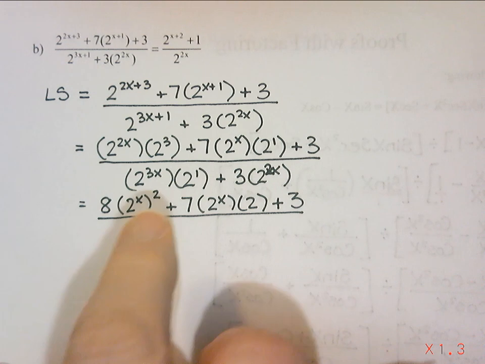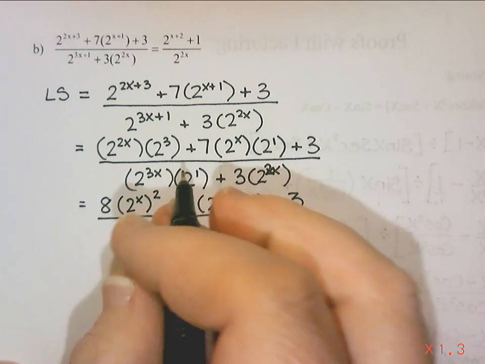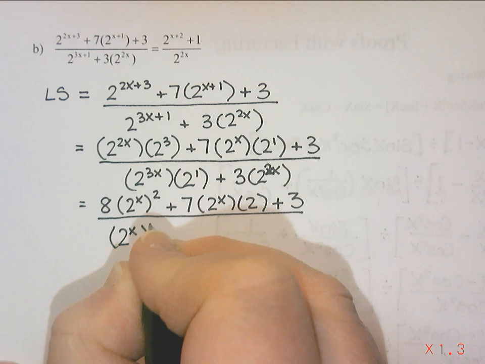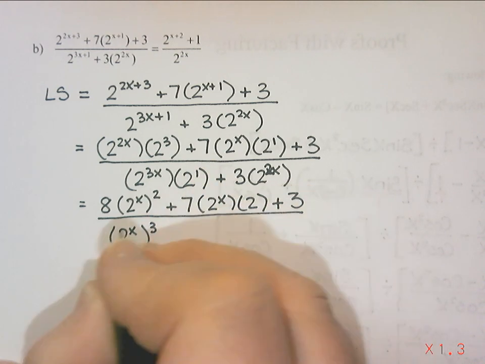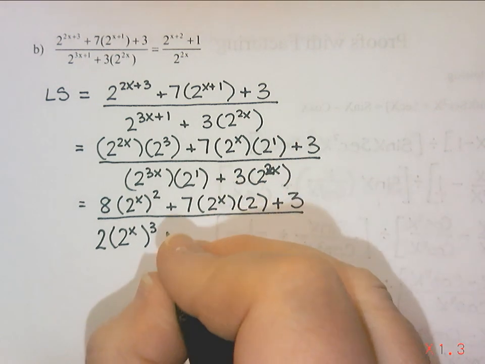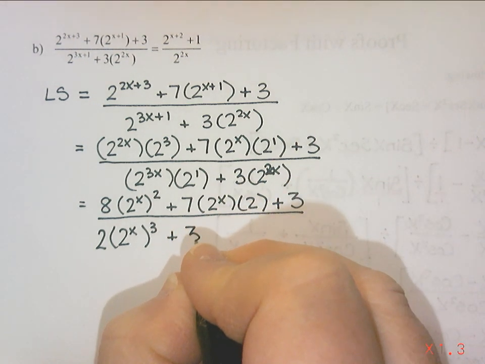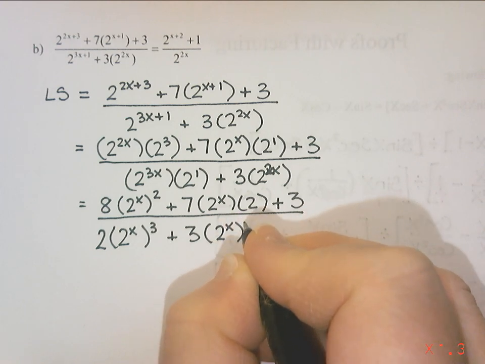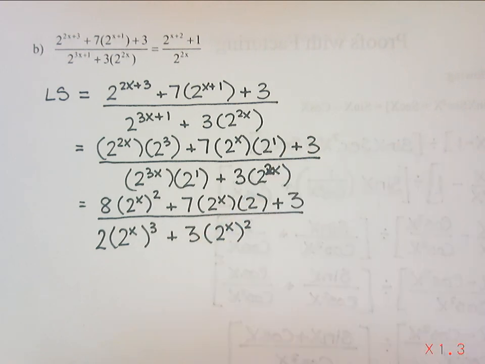All right, on the bottom I have 2 to the power of 3x. I'm going to write that as 2 to the x to the 3. And then 2 to the 1 is just a 2. I'm going to move that in front. You don't have to, but we'll talk about that in the next step. And then I've got a 3, and the 2 to the power of 2x is 2 to the x, and then squared. We're using that rule where we split up that multiplication.